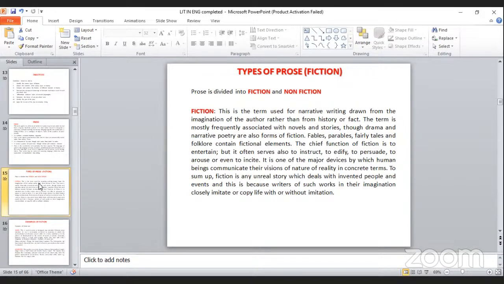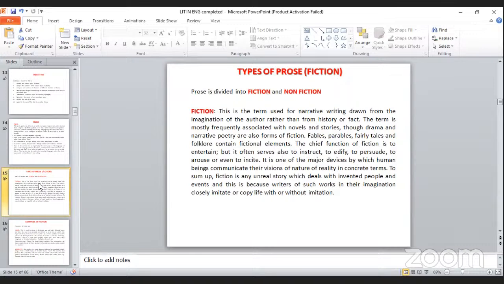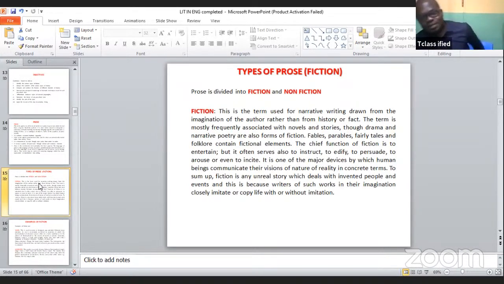Fiction is a narrative writing drawn out of your imagination. Why is non-fiction a narrative writing which you form or compose by yourself? Non-fiction. No, non-fiction is a real story. Yes, it is a real story. So what is non-fiction? Tell me what non-fiction is.